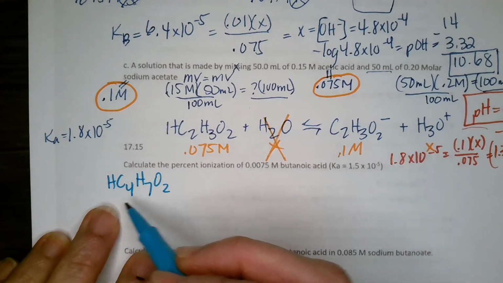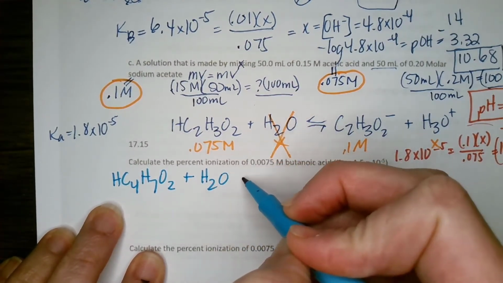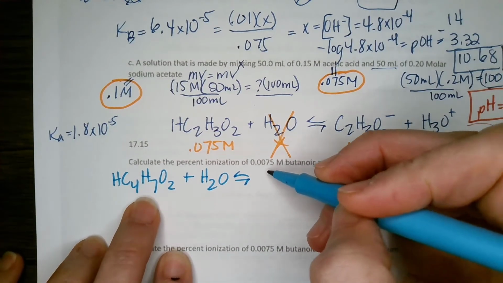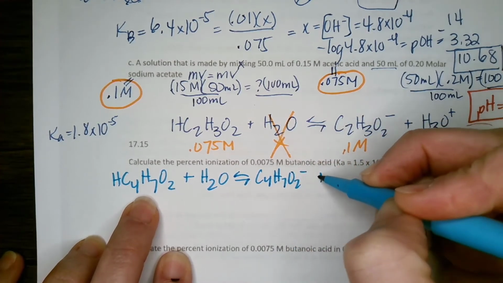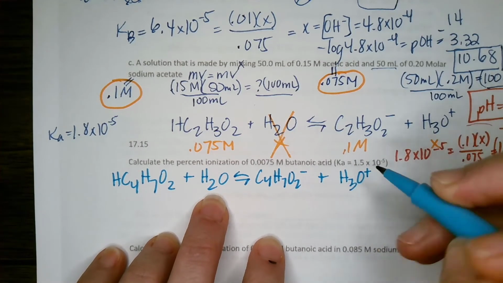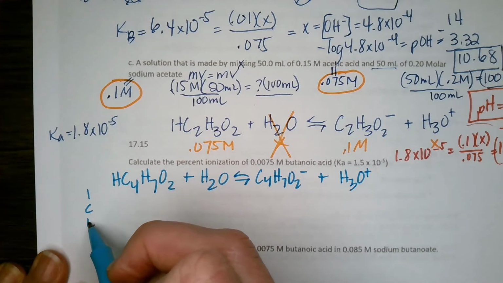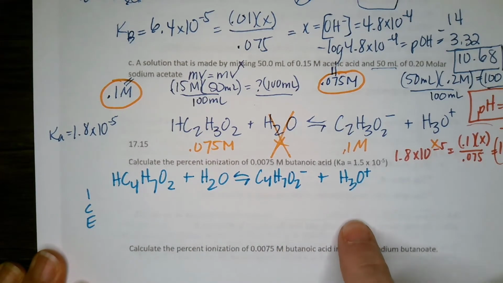C4H7O2. All right, now we know butanoic acid. It's a weak acid, so it's going to undergo hydrolysis and form an equilibrium, and I'm going to be left with the conjugate base, C4H7O2 minus, and the conjugate acid, hydronium ion.